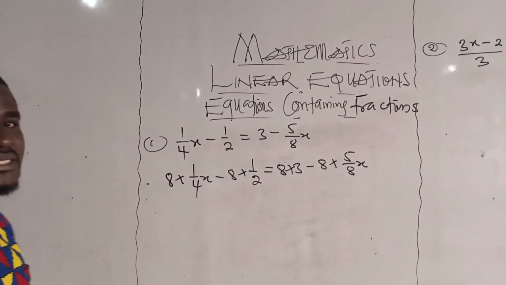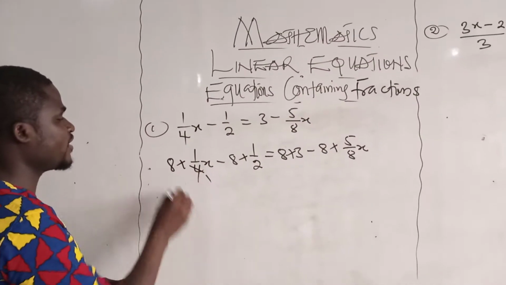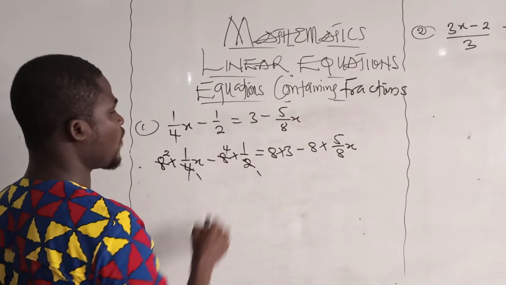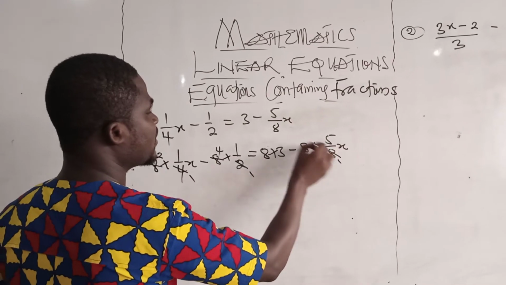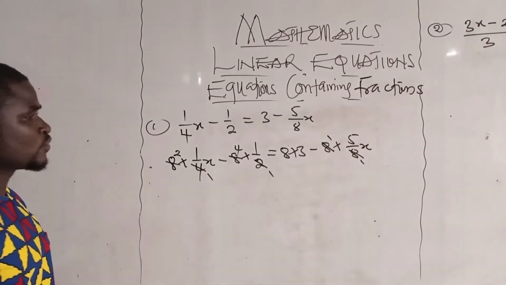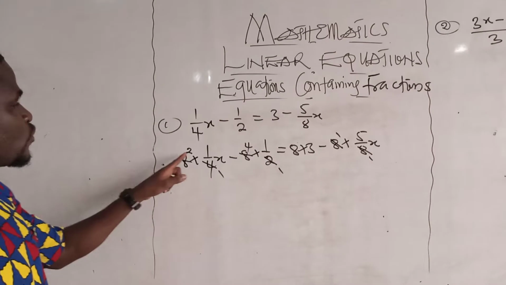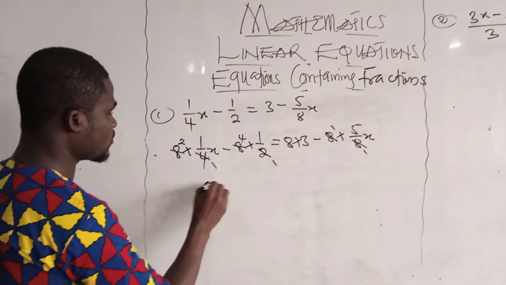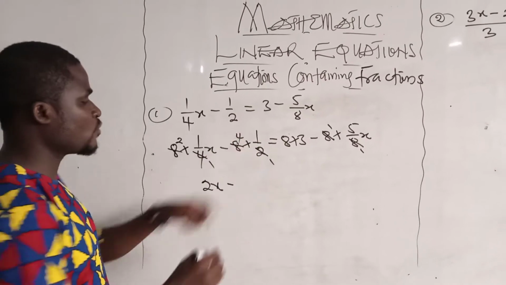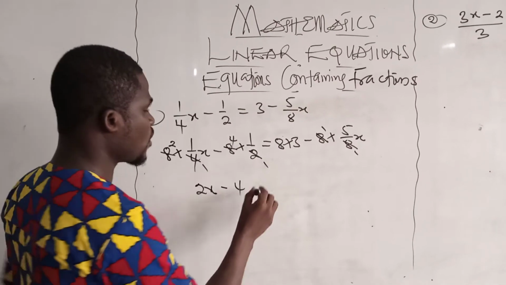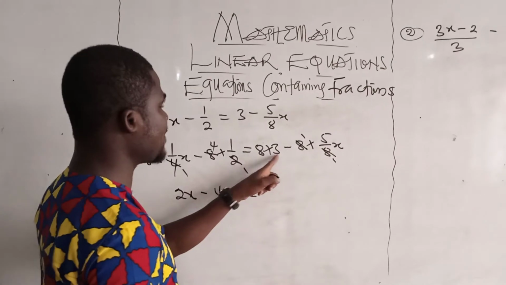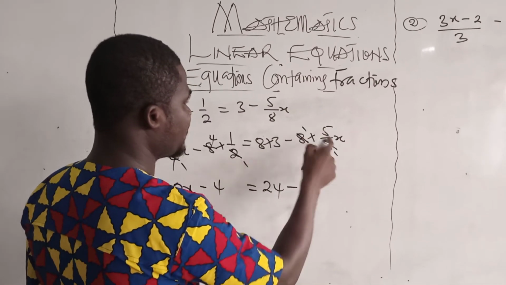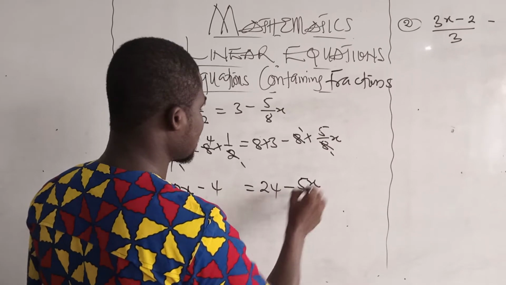So we are going to cancel. 4 goes here 1, 4 goes here 2. 2 goes here 1, 2 goes here 4. 8 goes here 1, 8 goes here 1. Now we are going to multiply. 2 times x will give us 2x. 4 times 1 will give us 4. Equals 8 times 3 will give us 24. Minus 1 times 5x will give us 5x.